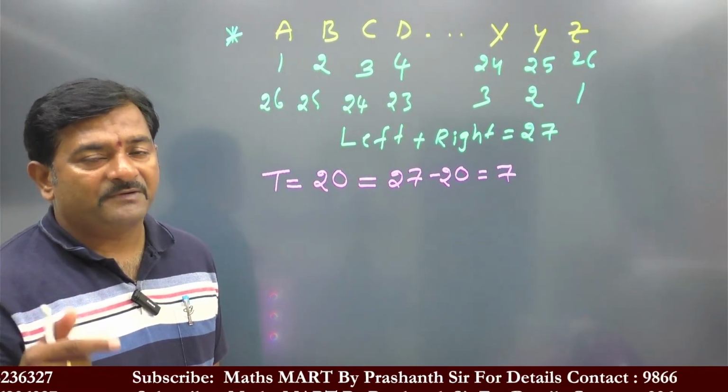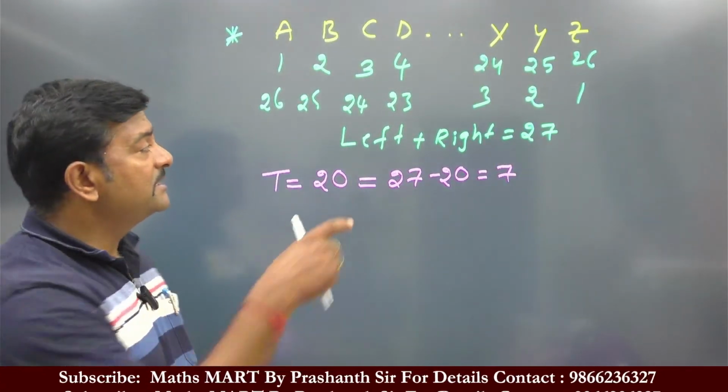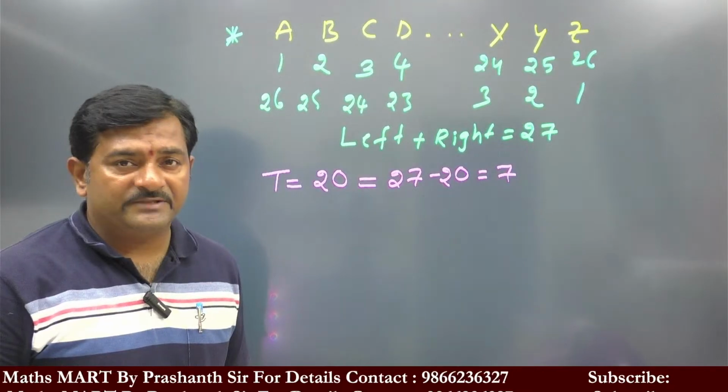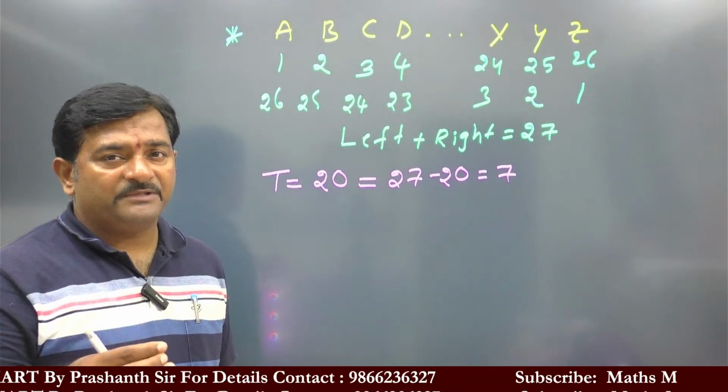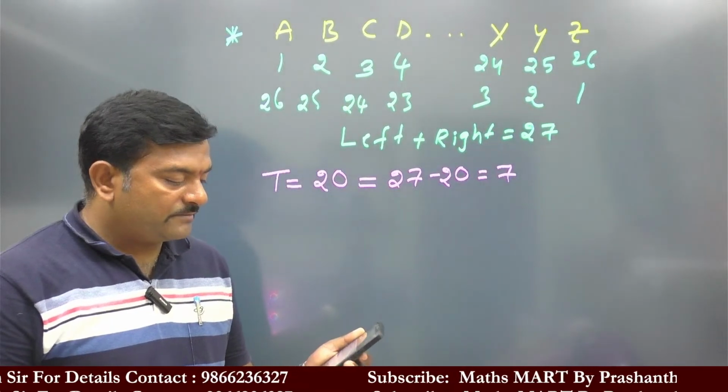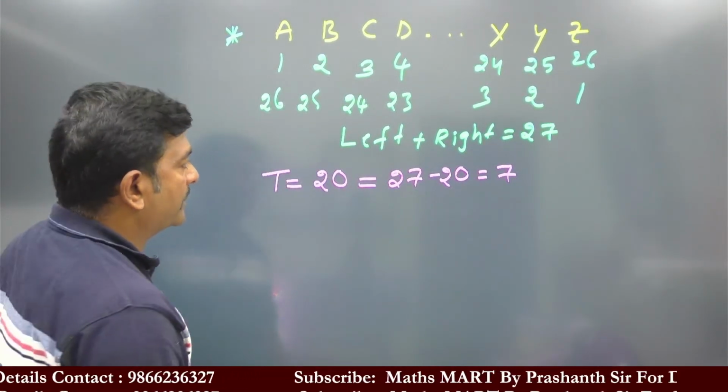Sir, why are you subtracting from only 27? Why not some other number? Just now only I said. If you are adding the position of the same letter from left to right and right to left, that is equal to what you are getting? 27 you are getting. I hope you understood.